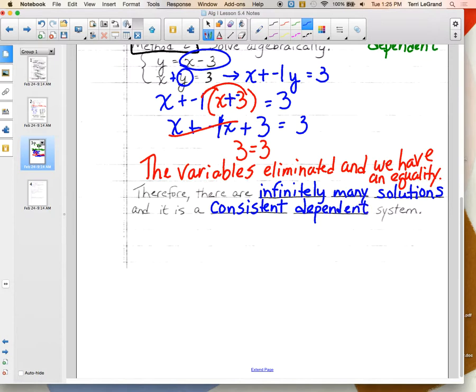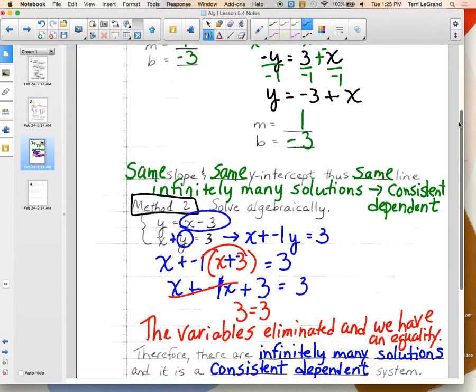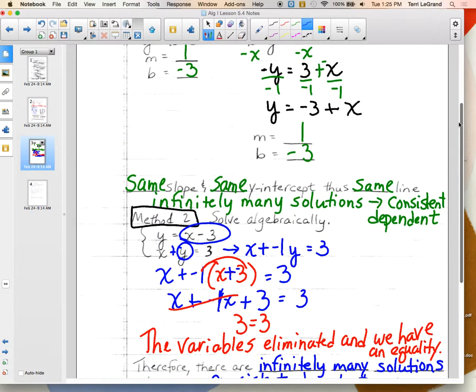So that's using method 2, solving it algebraically and proving it that way. Questions on that one? Ricky, do you have to do both ways? No. Okay. Go to the last page.